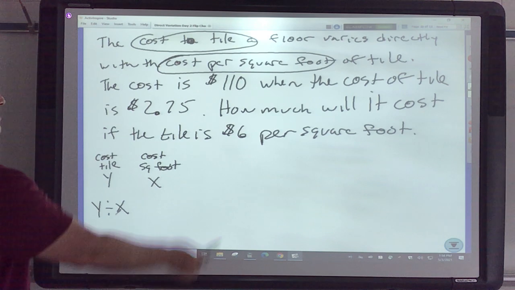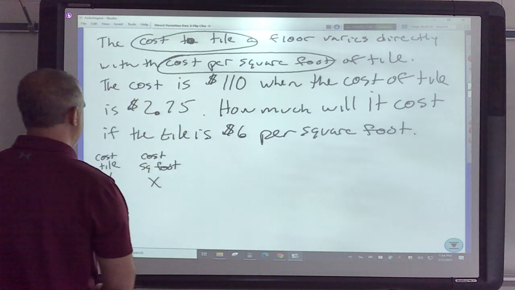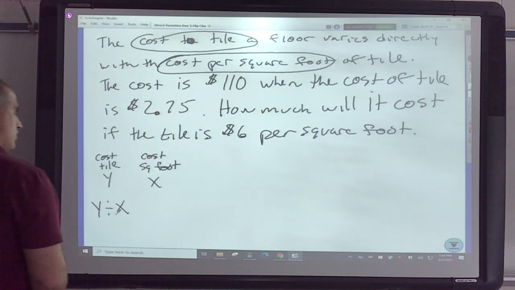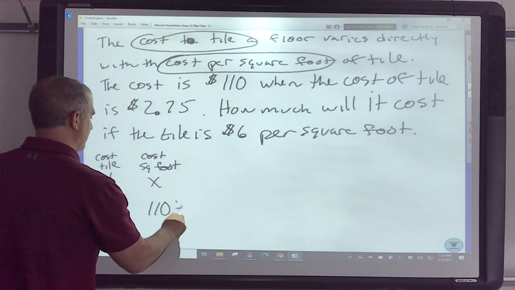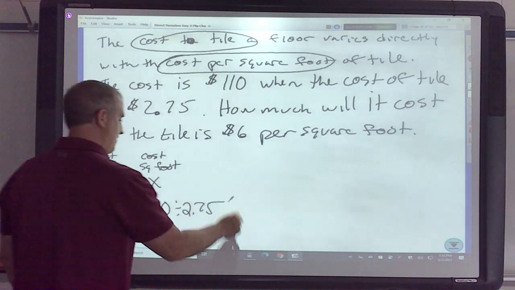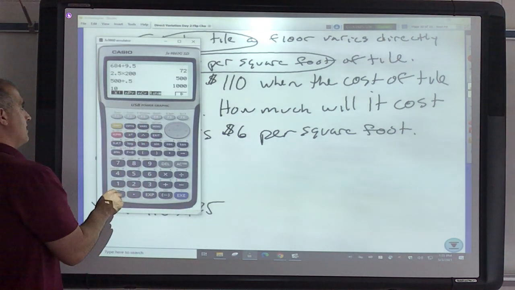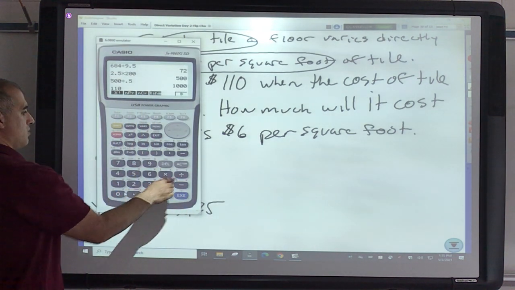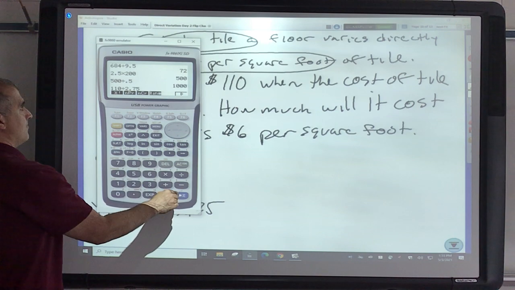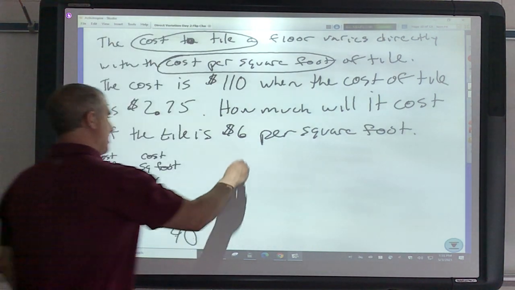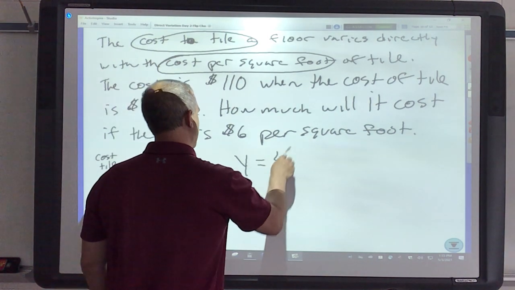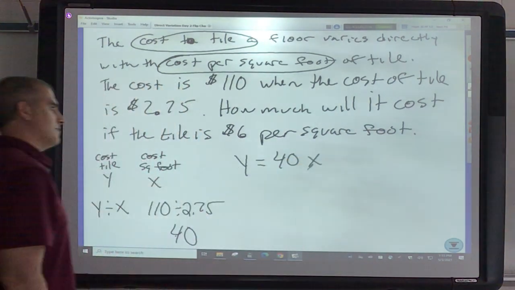So it says the cost is 110 when the cost of the tile is $2.75. So what I would do is 110 divided by 2.75. That is going to be 40 for my constant. So I'd have y equals 40x.